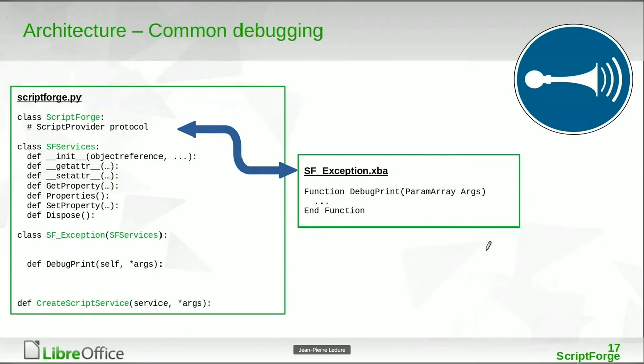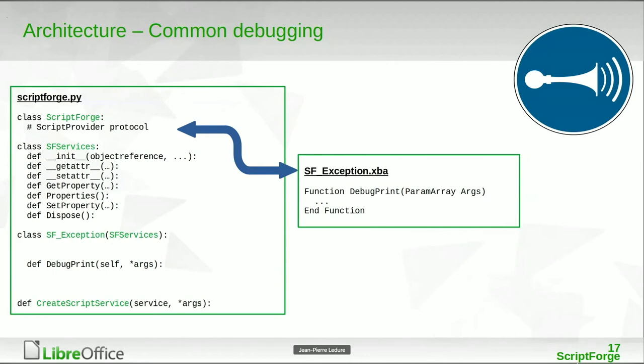For debugging, we use in both environments a function called debugPrint. It's similar to debug.print in VBA, but we could not make a debug service because print is a reserved word, both in Python and in BASIC. So we use here debugPrint, which we can call from both environments. It's a part of the exception service.